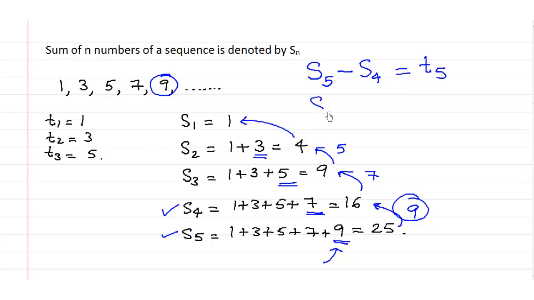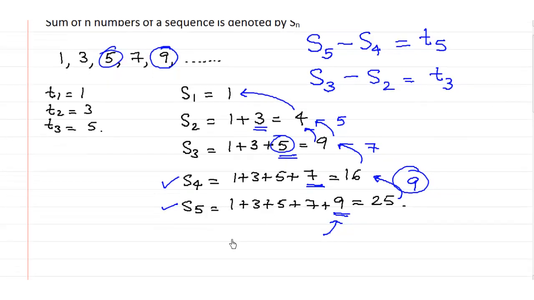This is always true. If you take the sum of the first 3 numbers and subtract the sum of the first 2 numbers, you get the 3rd number. As you can see over here, sum of the first 3 numbers is 9, sum of the first 2 numbers is 4. Subtract them and get a 5, and this 5 is this particular 5. So in general, we can generalize this formula as follows. The sum of n numbers minus the sum of n minus 1 numbers is nothing but the nth term.